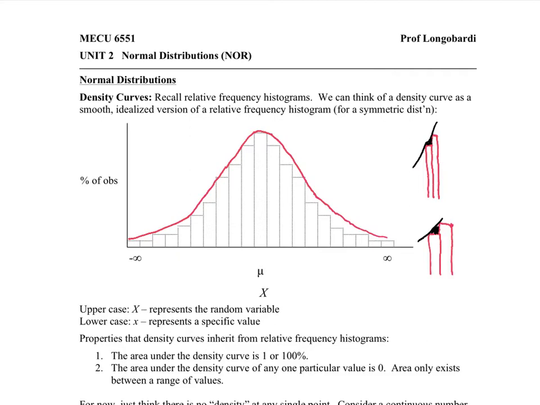So this smoothed out version of the relative frequency histogram is called a density curve. Okay, and each density curve, whatever density curve, has certain properties. Properties of a density curve, there's 4 of them. And they get their properties from the relative frequency histogram. One is that the area under the density curve is 100%. Remember, that's what the bars will total to, 100%. So that's convenient. You'll see why.